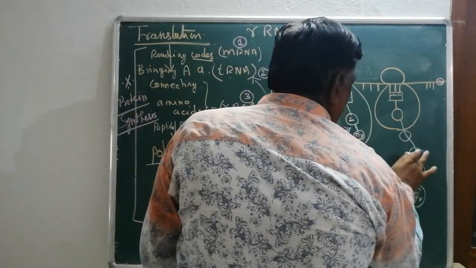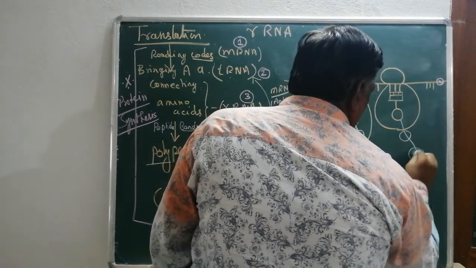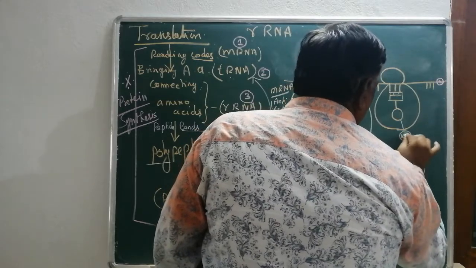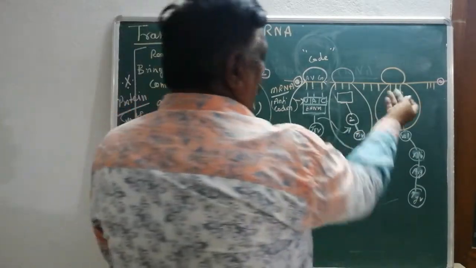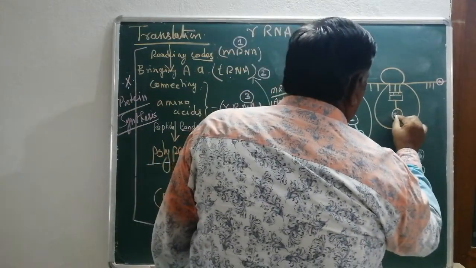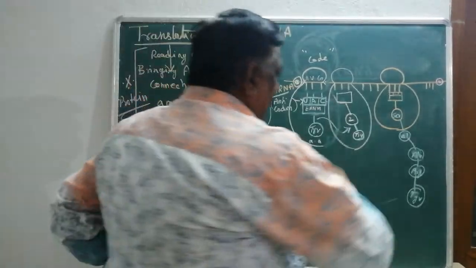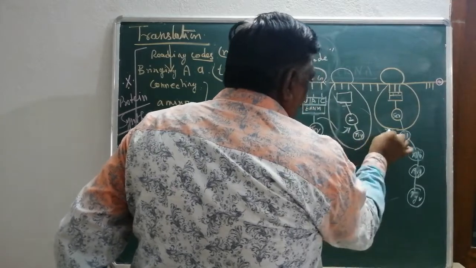Any amino acid. Suppose arginine, alanine, this can be valine. Some amino acids. It's a new amino acid, serine. Suppose it is serine. The chain elongates like this. Every time it is formed, it gets cut and goes and joins here.